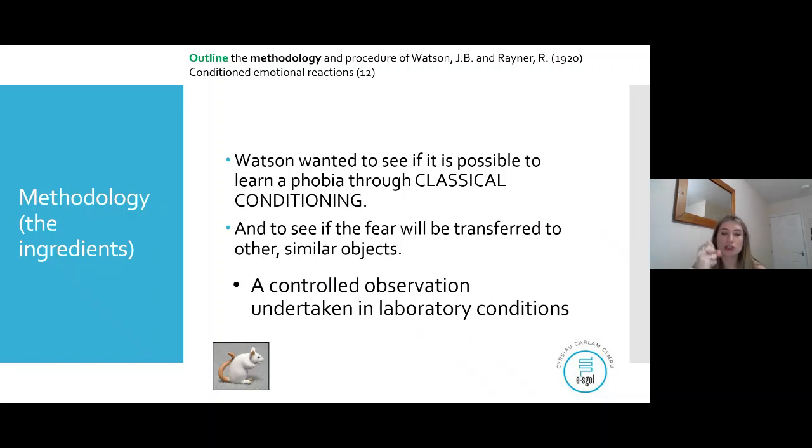That's their aim. So what they did was a controlled observation undertaken in a lab condition. It's a bit weird really, isn't it, for an experimental design? So controlled because, as you'll see, there are lots and lots of controls that they put in place. But in order to test the behaviour, there wasn't a questionnaire, there wasn't a brain scan, it was just observed.